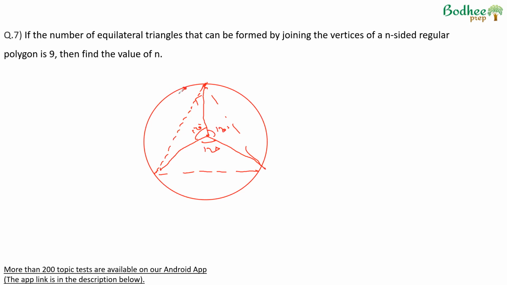If from the other vertex I try to draw an equilateral triangle, again I will need 3 specifically separated points, which will be somewhere here.